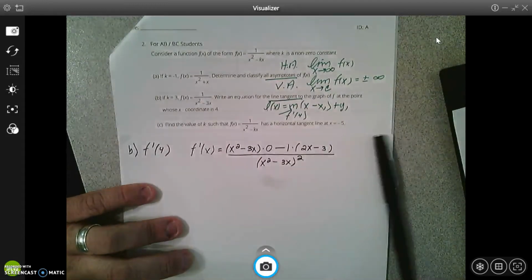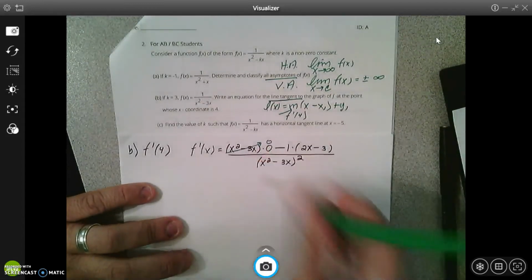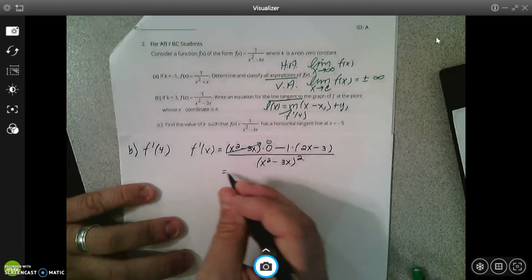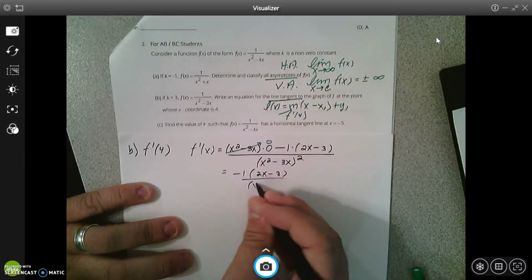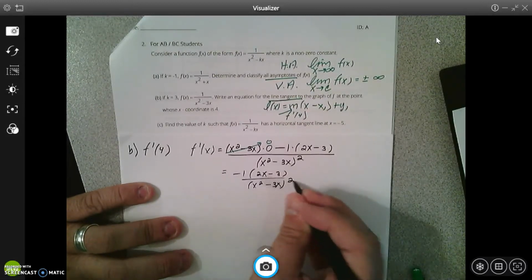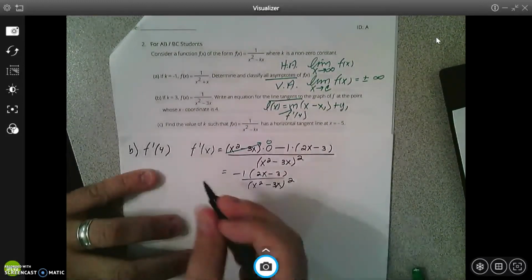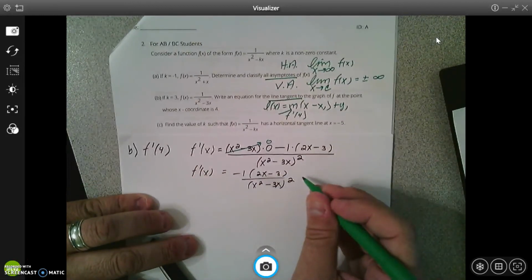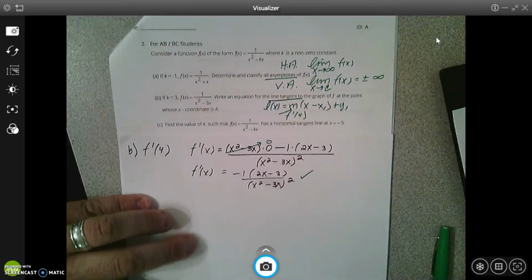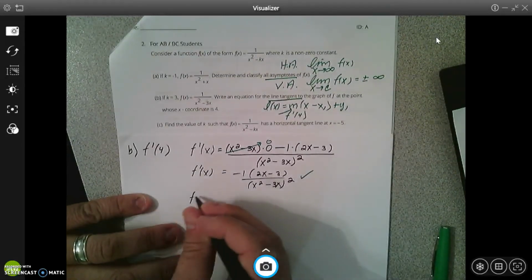X squared minus 3x times 0 is 0. And so we get negative 1 times 2x minus 3 divided by x squared minus 3x squared. This is f prime of x. We would have awarded 1 point for finding that derivative correctly.